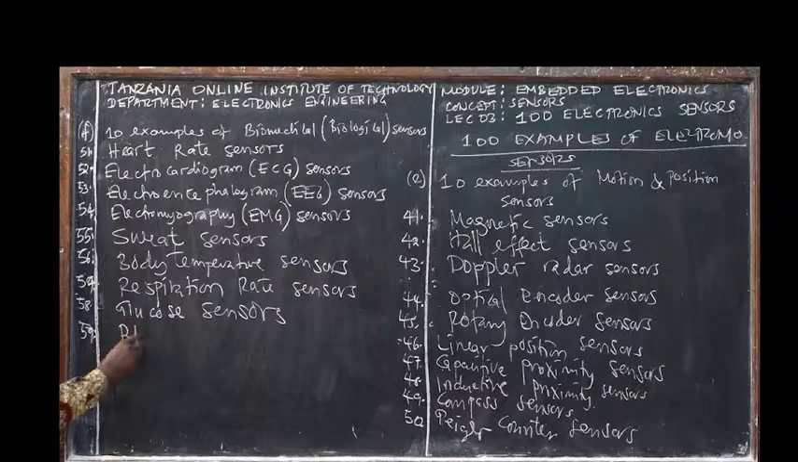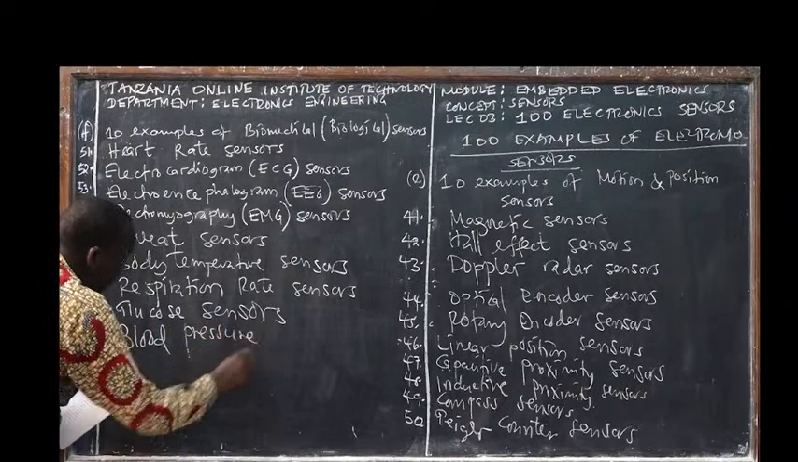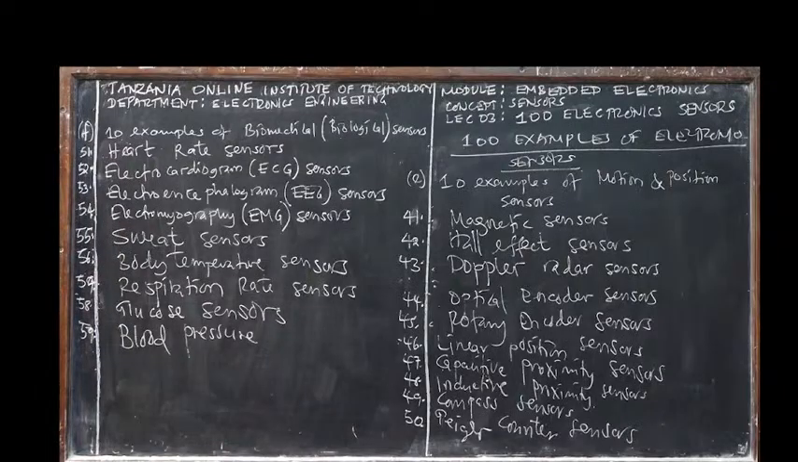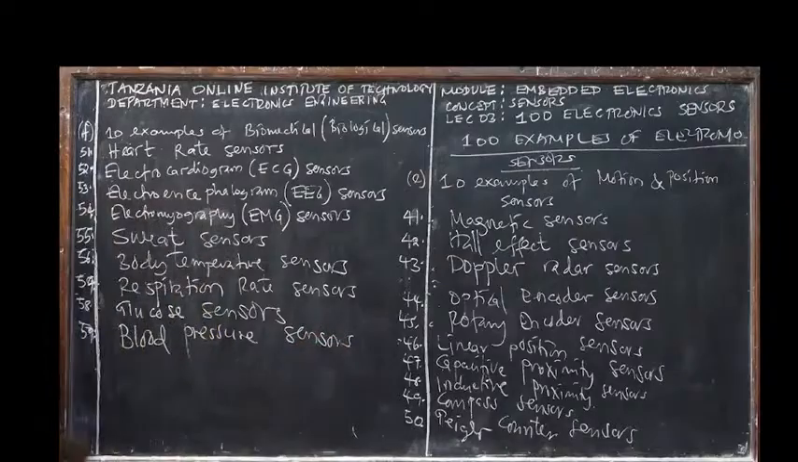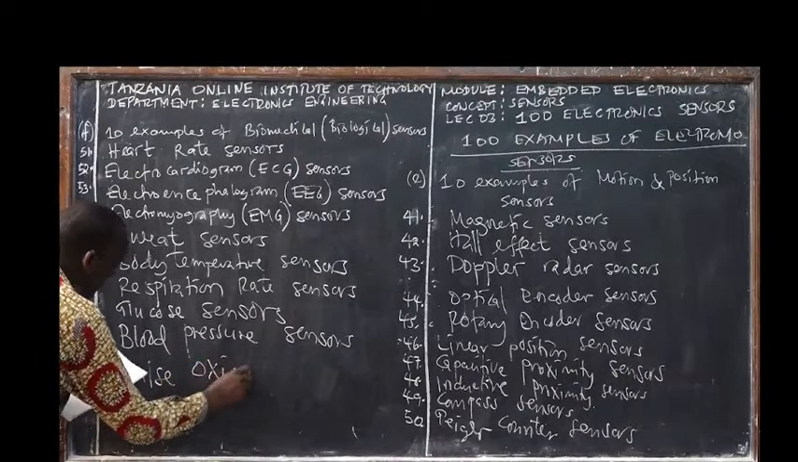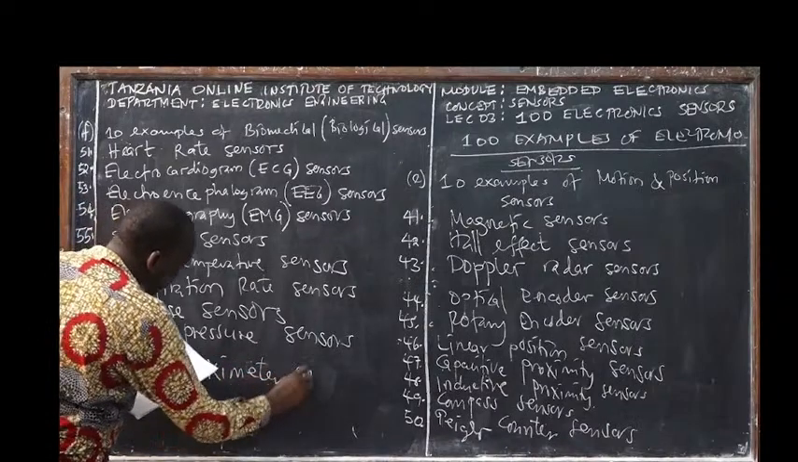Then the next one, this is very important. Blood pressure. You used to find it in the hospital. That's the sensor, the one that you put here to measure your pressure. It's a sensor. Blood pressure sensors. Say blood pressure sensors. Then the next biological sensor. Do you see how beautiful sensors are? Oximeter. Oximeter sensors.